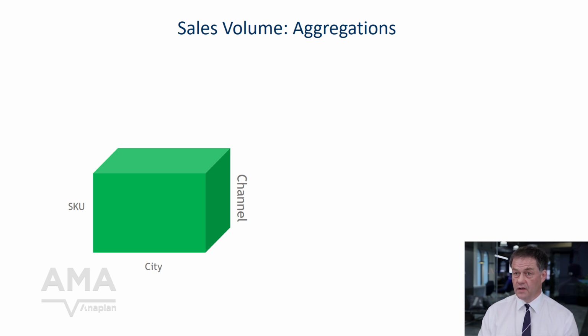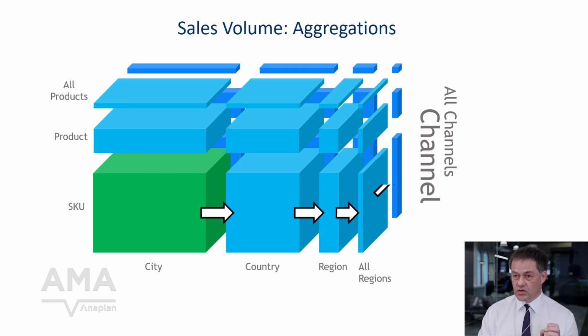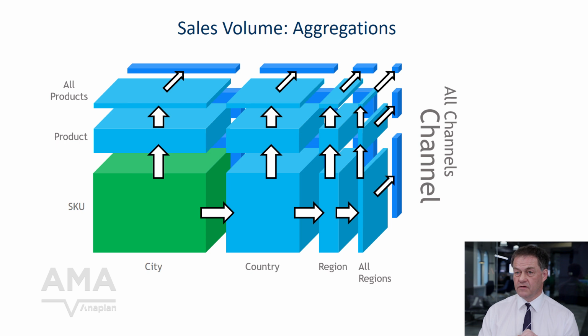But if you look at the aggregations of that, then that is 23 more blocks of data. And we have to calculate all of those and keep them up to date. Which means that every time you change a cell, then that change has to ripple through all 23 other blocks.